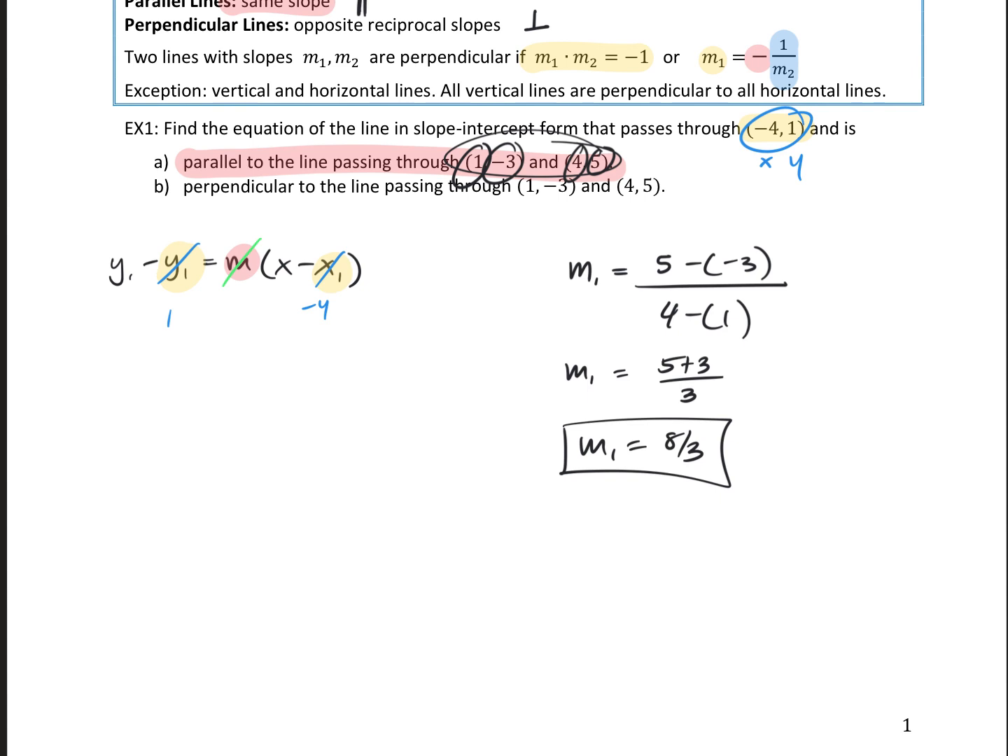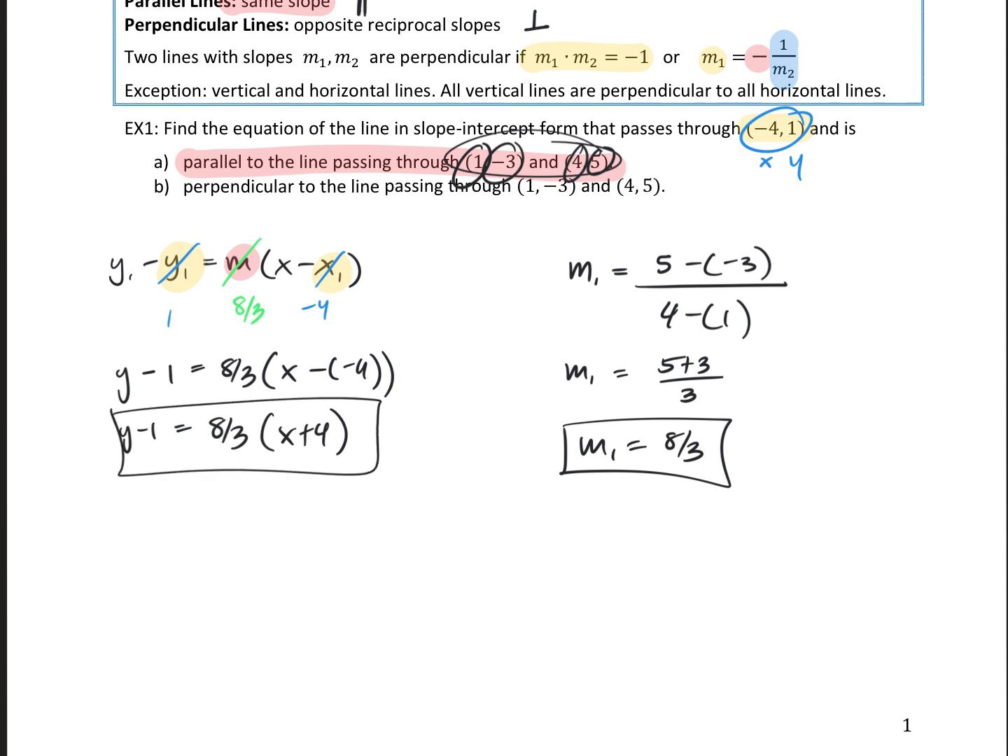So I'll go ahead and plug that in. 8 over 3. And I have y minus 1 equals 8 over 3 times x minus -4. Careful, there's a double negative there. So y minus 1 equals 8 over 3 times x plus 4. All right, since I'm not told to answer in any other specific form, I can just answer with this form, and that'll be it. All right, so that was finding part A, where we're talking about parallel to that line.